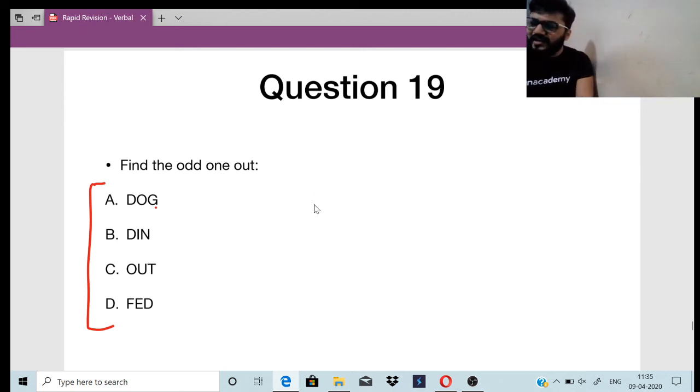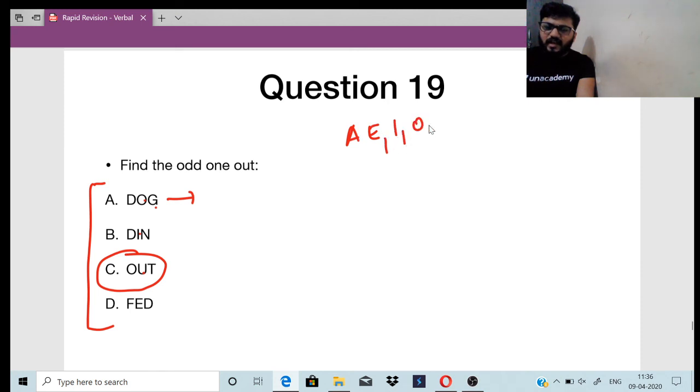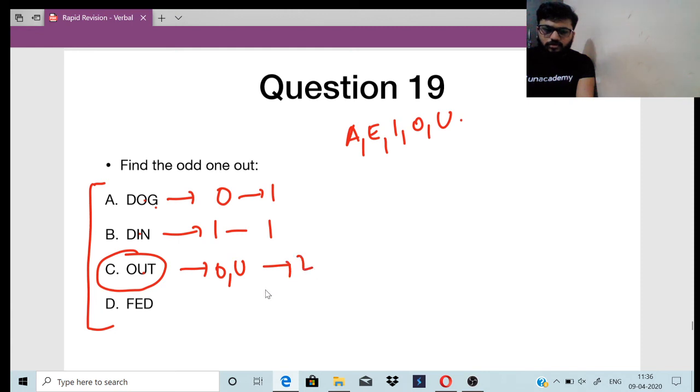Right, so get ready for another shock. It is option C, right? I showed you guys O, I, N. So how many vowels are here? What are the vowels in the English language? It is A, E, I, O, U, right? So how many vowels are here? O, one. I, one. O, U, two. E, one. So which is the odd one out, right?